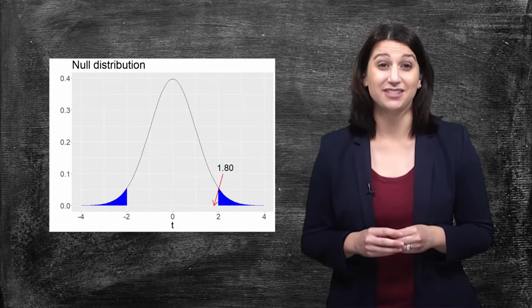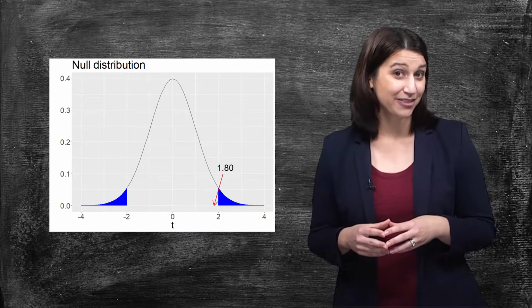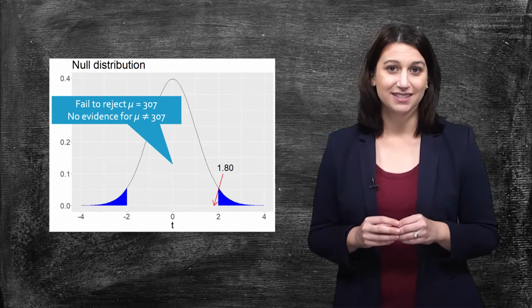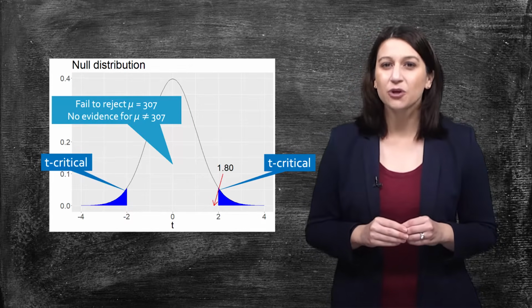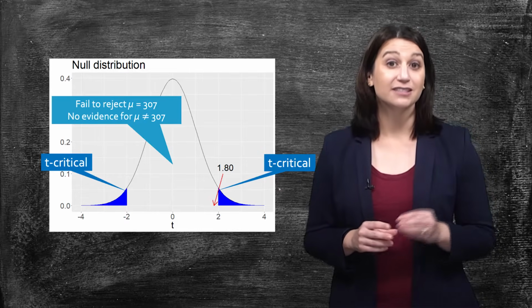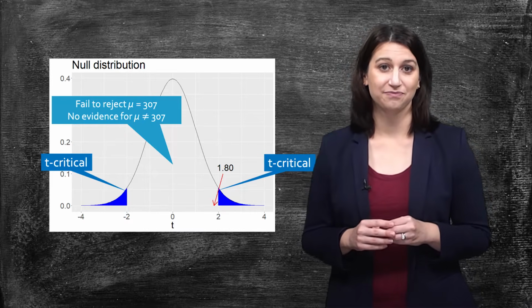Let's talk about the process we just went through. We actually went through the 4 steps of hypothesis testing. We first set up our hypotheses. Second, we chose a significance level. This is the part where we decided to select 5% of the distribution to be our rejection region.